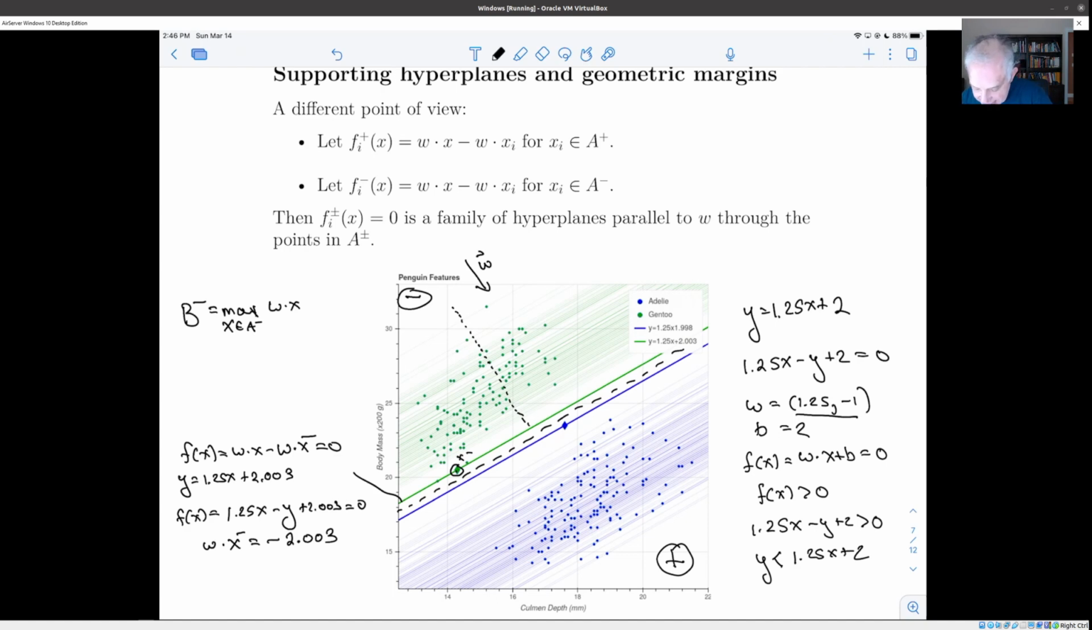And now, if you keep going and you continue this way, still traveling in the w direction, then b plus is the minimum value. So since as you go this way, w dot x is going to keep growing, the minimum value of that w dot x is going to occur here. This is the point I would call x plus. And the line that passes through x plus, I worked out, is y equals 1.25x plus 1.998.